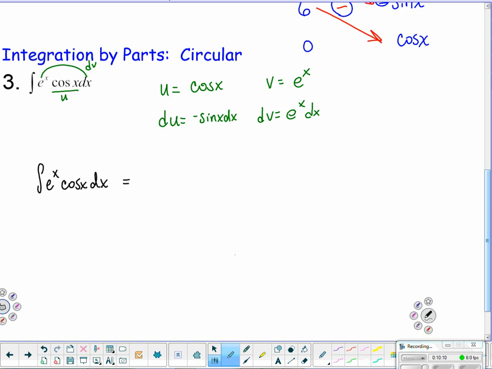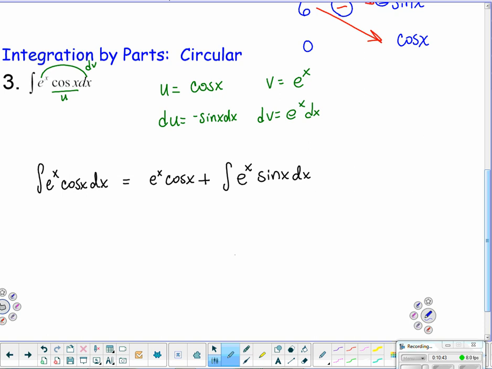So put down your left side where we're starting the problem. The integral of e to the x cosine x dx is equal to u times v, so e to the x cosine x minus the product coming across the diagonal, v du. And I see I have another negative, so that'll force that to a positive, e to the x sine x dx. Well, I don't know the integral of e to the x sine x. Matter of fact, I should use another integration by parts.